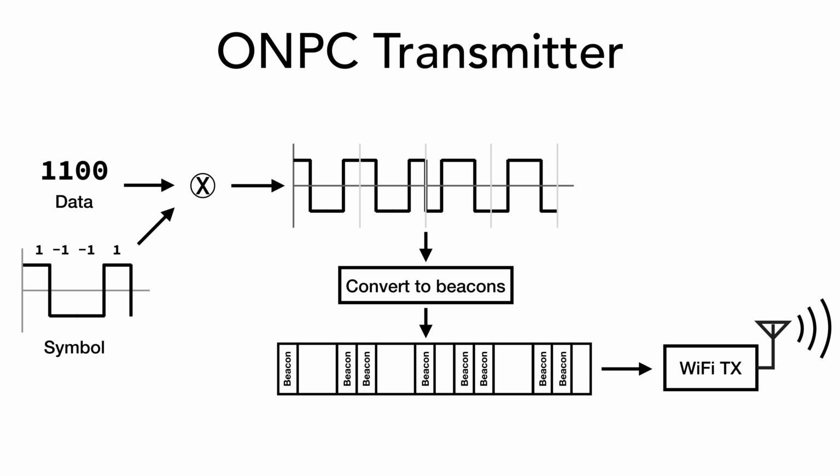is on the transmitter end, you have some data you want to send. So in this example, it's a 1100. You have some symbol. So this symbol has 4 elements to it, or with spread spectrum, they're called chips. So it's got 4 chips to it, this symbol: a 1, a -1, -1, 1. In the real ONPC, this was much longer. I think it was 1023, so 1023 chips per symbol. So much longer, but for this, we just had 4 chips.